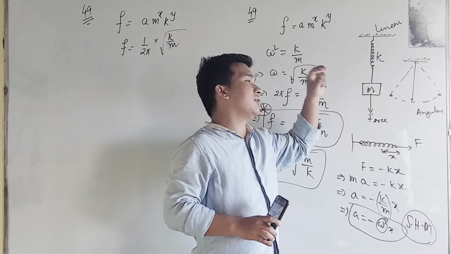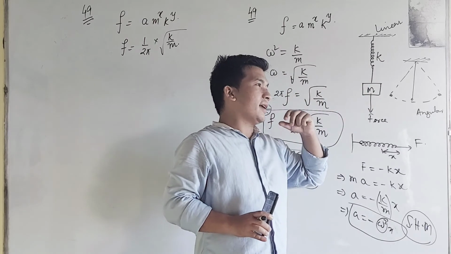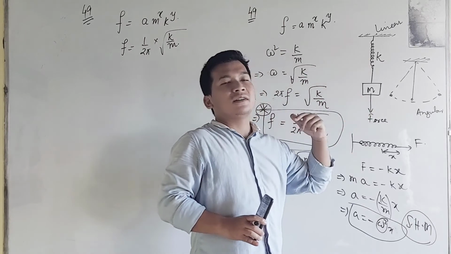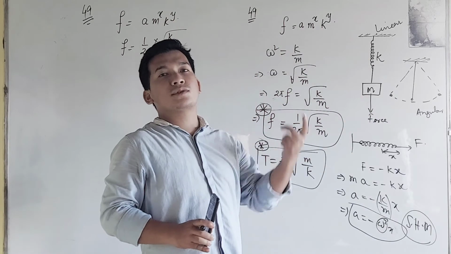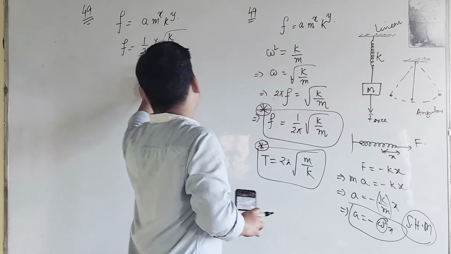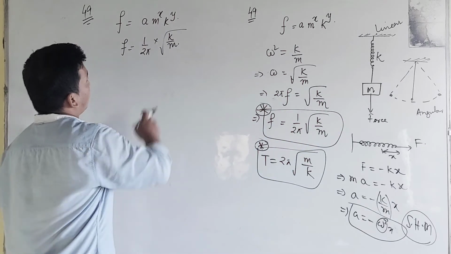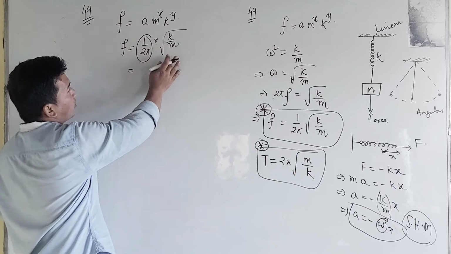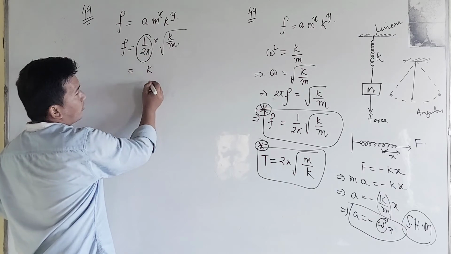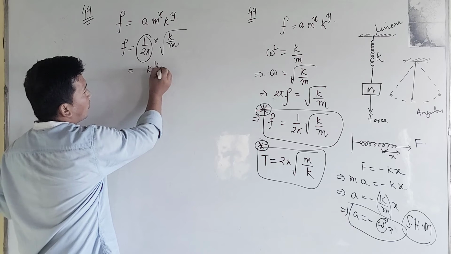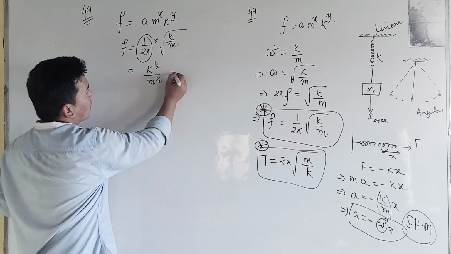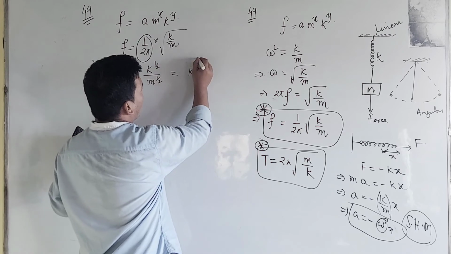We know that if we consider a system consisting of spring and mass, then what will be the frequency of their oscillation? The frequency can be written like this. This is a constant. K will be raised to power half. And what about this mass m? Mass m will also be raised to power half.